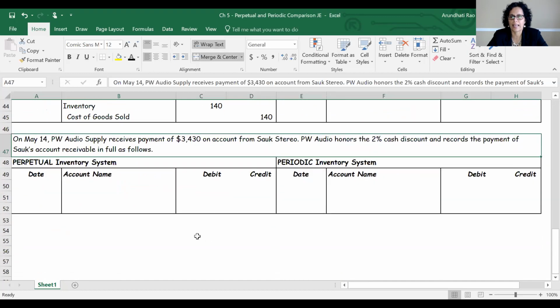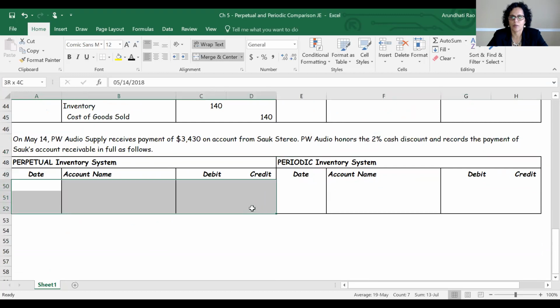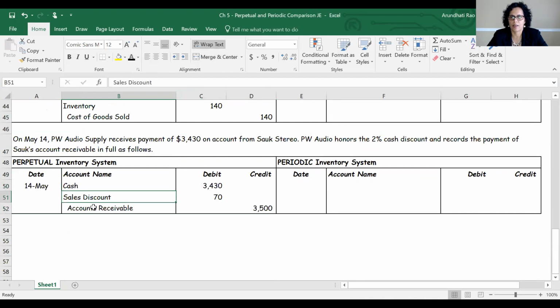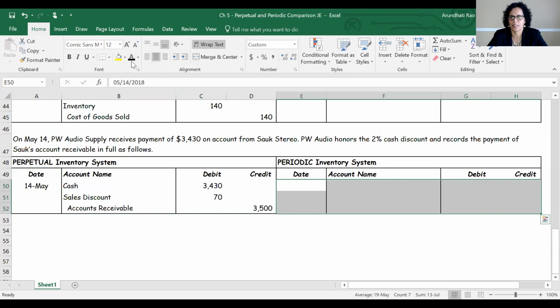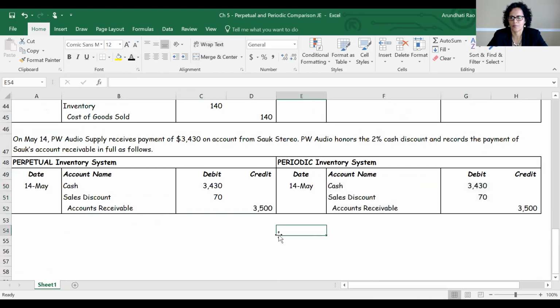Now let's look at the last transaction we recorded. The buyer pays the seller the money owed within the 10-day time frame. Our journal entry over here was cash debit, sales discount debit, accounts receivable credit. That stays the same here. That's not going to change.